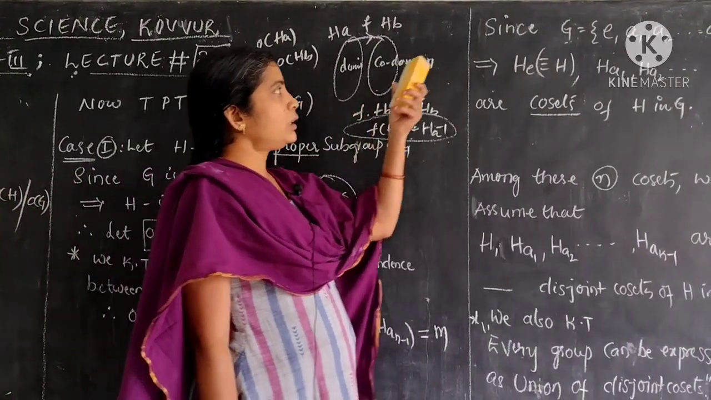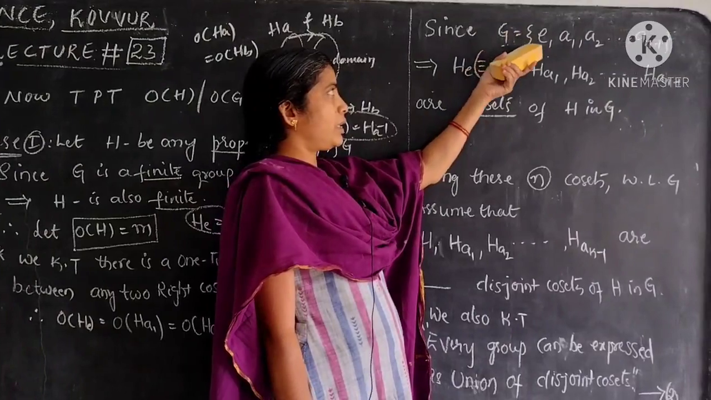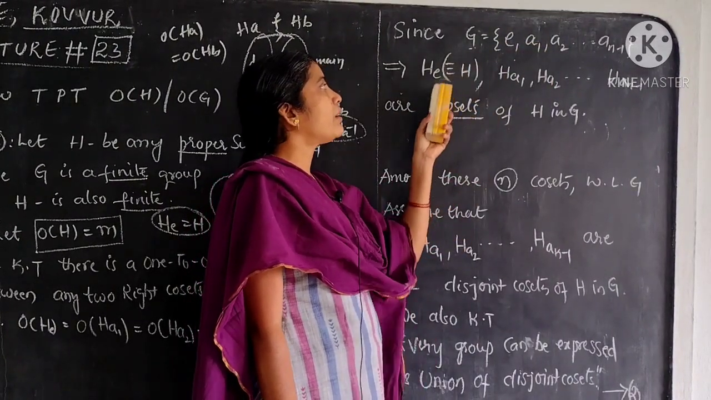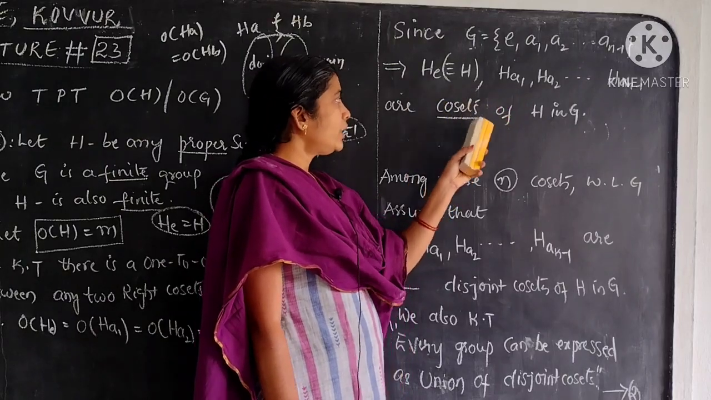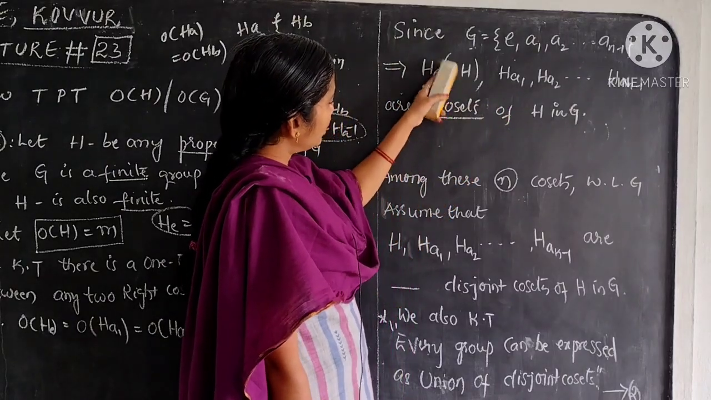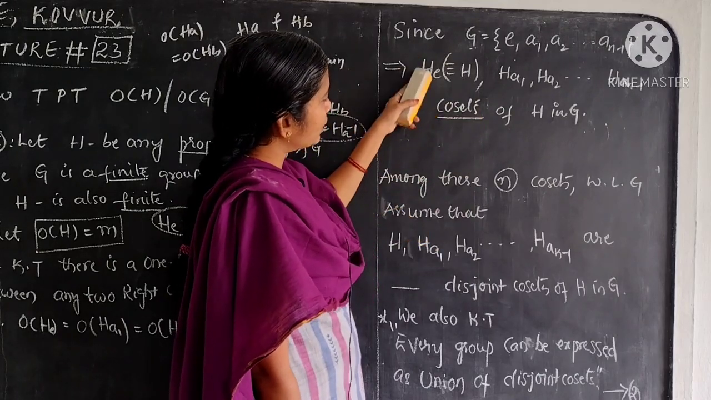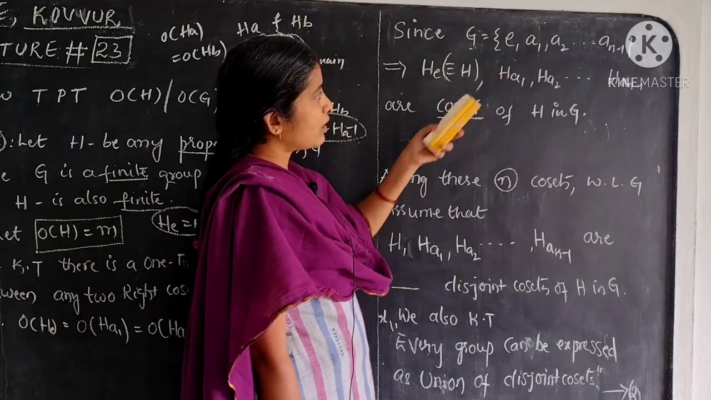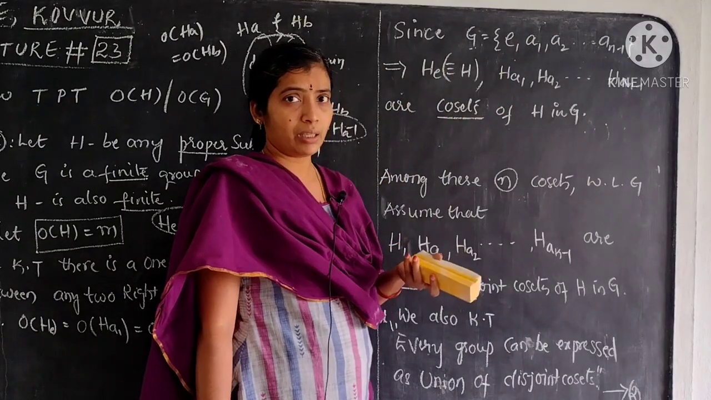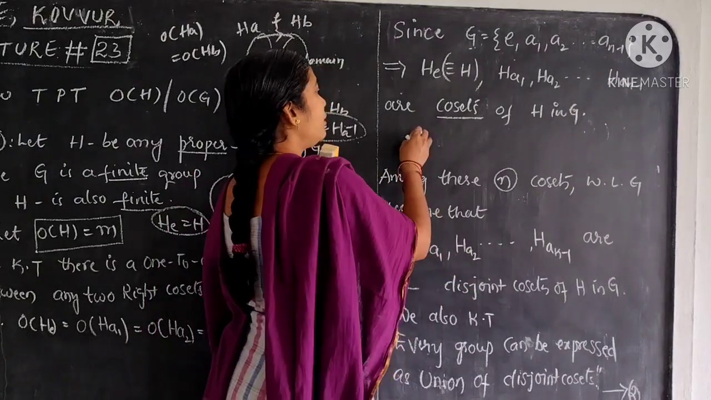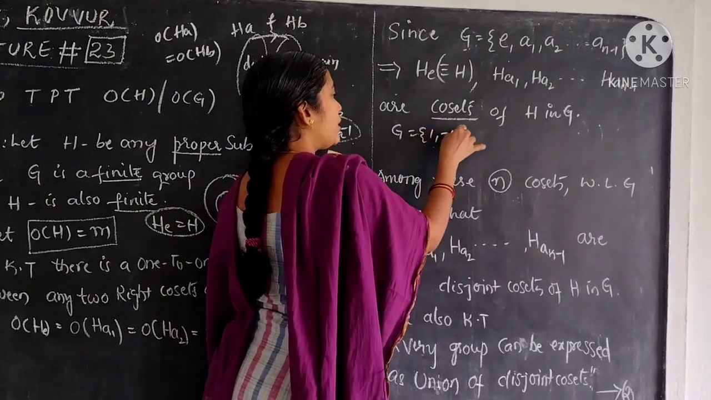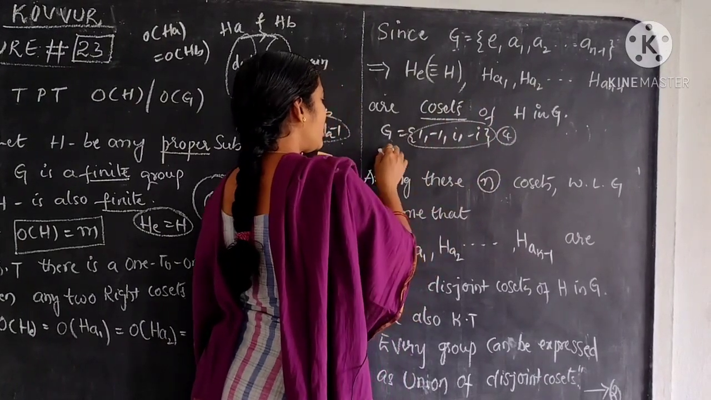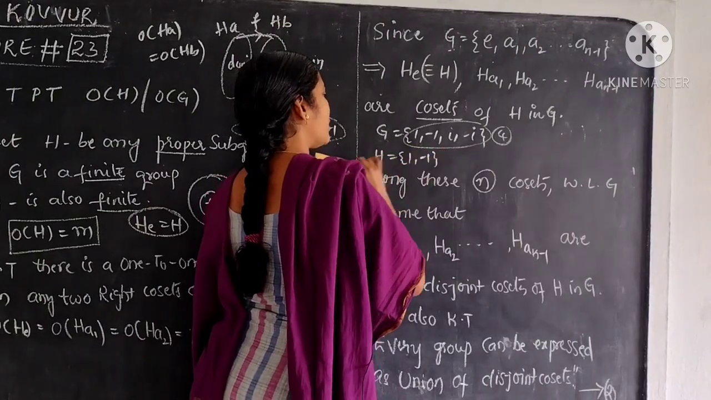Now, since G is finite and it is a set consisting of all these elements E, A1, A2 and so on, An minus 1, for each element we can write a coset again, and among these cosets, how many are there? There are exactly n cosets. Whether they are disjoint or identical, we don't know. Let us see an example here. G is equal to 1, minus 1, I, minus I. This is the group. How many elements are there? 4 elements. And suppose H is equal to 1, minus 1. This is the subgroup.